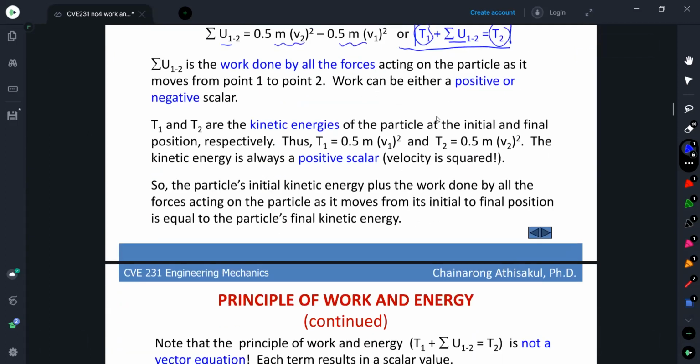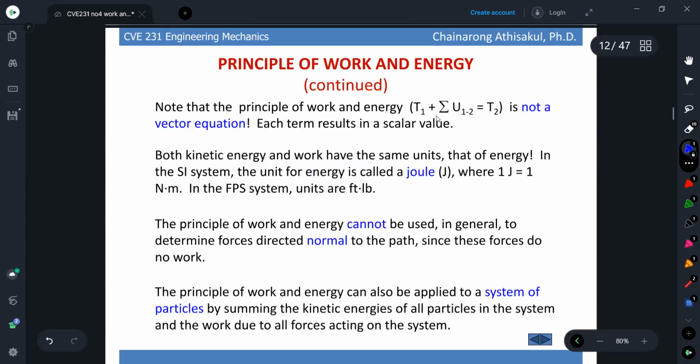We have to know that this equation is not a vector equation. It is in scalar values, and both kinetic energy and work have the same unit. In SI units, the unit of energy is the joule, that is newton meter, but in US customary units or the FPS system, the unit is foot-pounds.